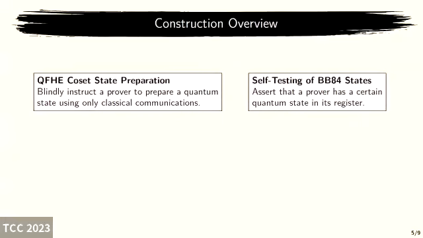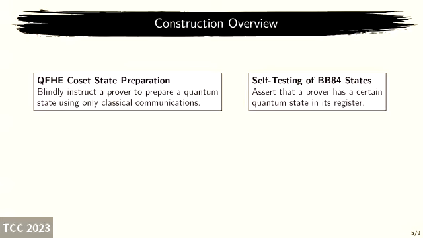So I will give a quick overview of how we construct this protocol. We'll combine two protocols, one which is a quantum FHE based coset state preparation, which is very similar to what we want to have, but the one we will use has a weaker security than what we want to get. And in order to overcome this weaker security, we will combine it with a so-called self-testing protocol of BB84 states. I will give a bit more details on what self-testing is later.